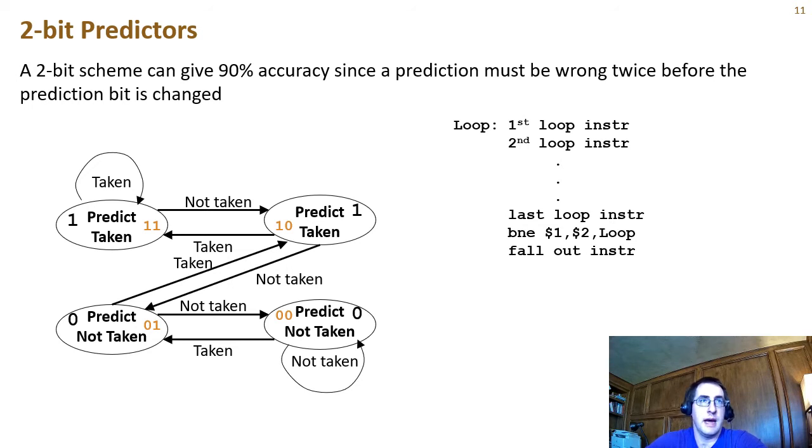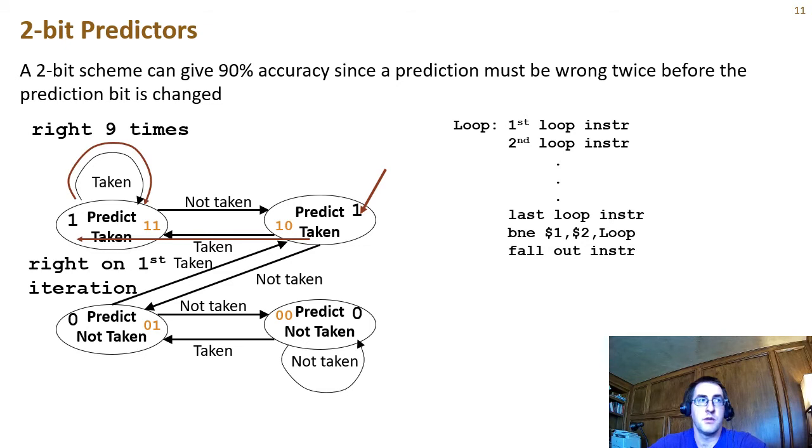So let's take a look at what happens 10 times through this loop. We'll assume we start here in this predict taken state, which is what happens under the assumption that this loop is the only loop that's executing. The only branch that's executing is in this loop, and it's already gone through once. So we predict taken, and it actually is taken, so we're right on the first iteration. We're going to predict taken for all the rest of the iterations, and so we're right 8 more times, so we're right a total of 9 times.